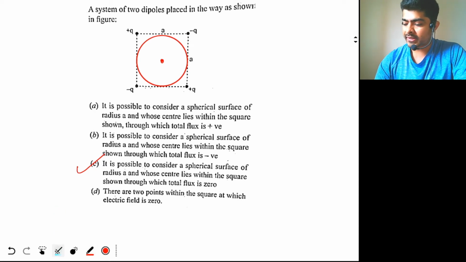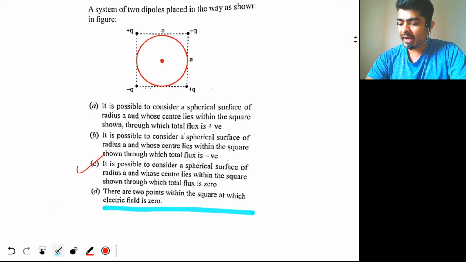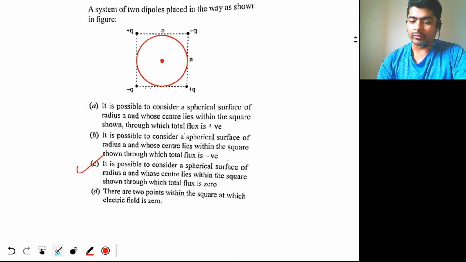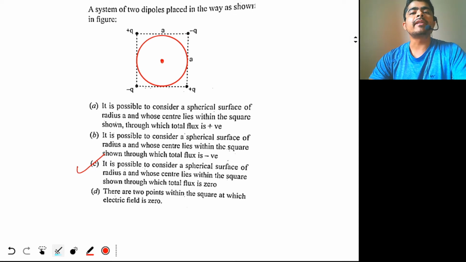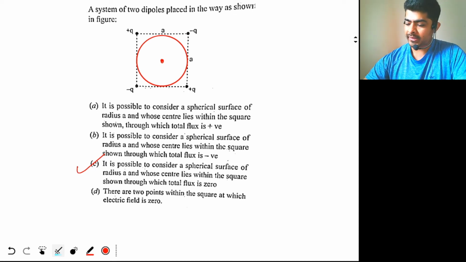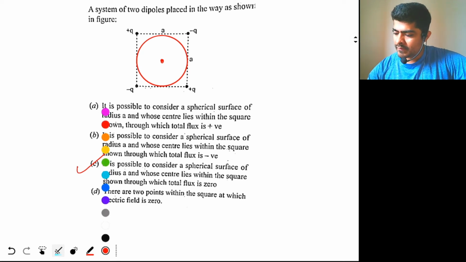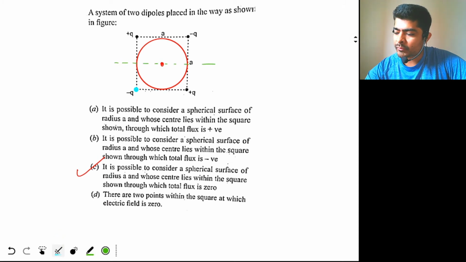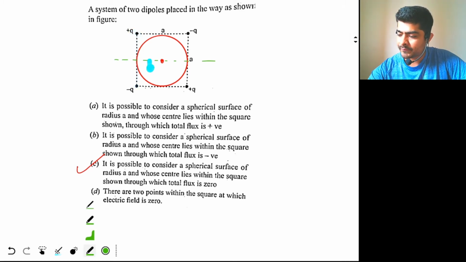Now let's look at option D. There are 2 points within the square at which electric field is 0. Okay, let's see. One thing we know about a dipole is that the electric field on the equatorial plane is opposite to the dipole, correct? So if I draw the equatorial plane over here, this dipole is pointing upwards, so it will create electric field in the downward direction.